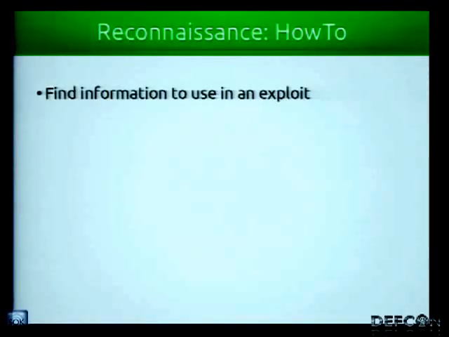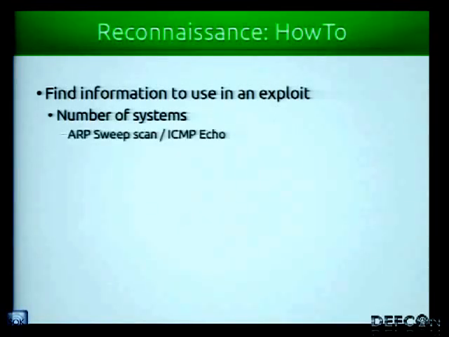So reconnaissance, how does this actually get performed? One of the first things you want to do once you gain access to a network is find out the number of systems on the network. You want to find out what machines exist on the network that you want to exploit. One of the major ways to do that is ARP sweep scans. You send out an ARP packet and you say, hey, 192.168.1.10, what's your MAC address? And if he answers, he exists.